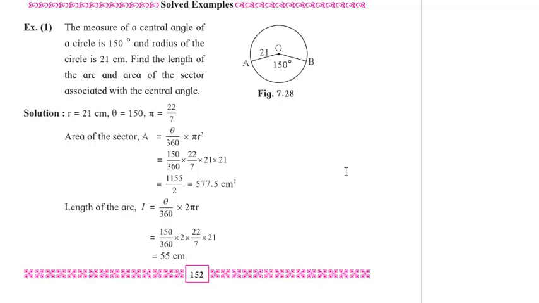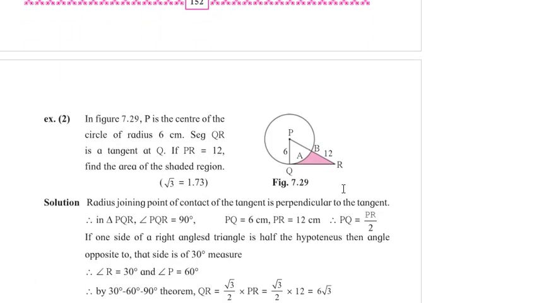Now we have to just put the formula and respective values. So area is theta upon 360 into pi r square. Value of theta is 150, value of pi is 22 upon 7, and value of r is 21. We put all the values and solve, we get area of sector, and similarly we can find length of an arc. So this is a straightforward problem.